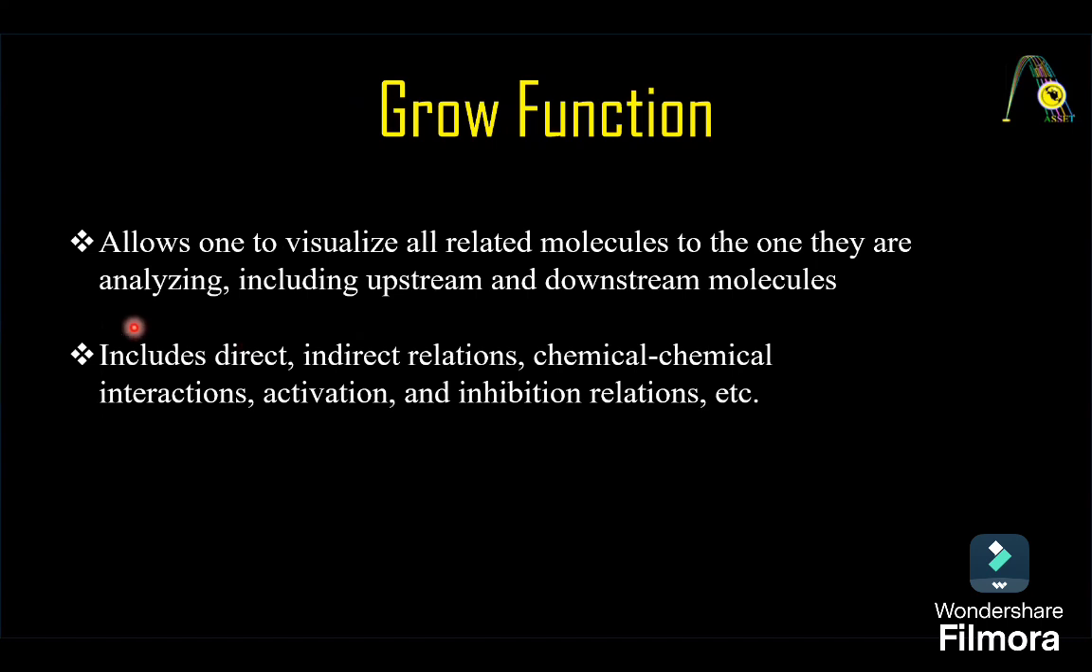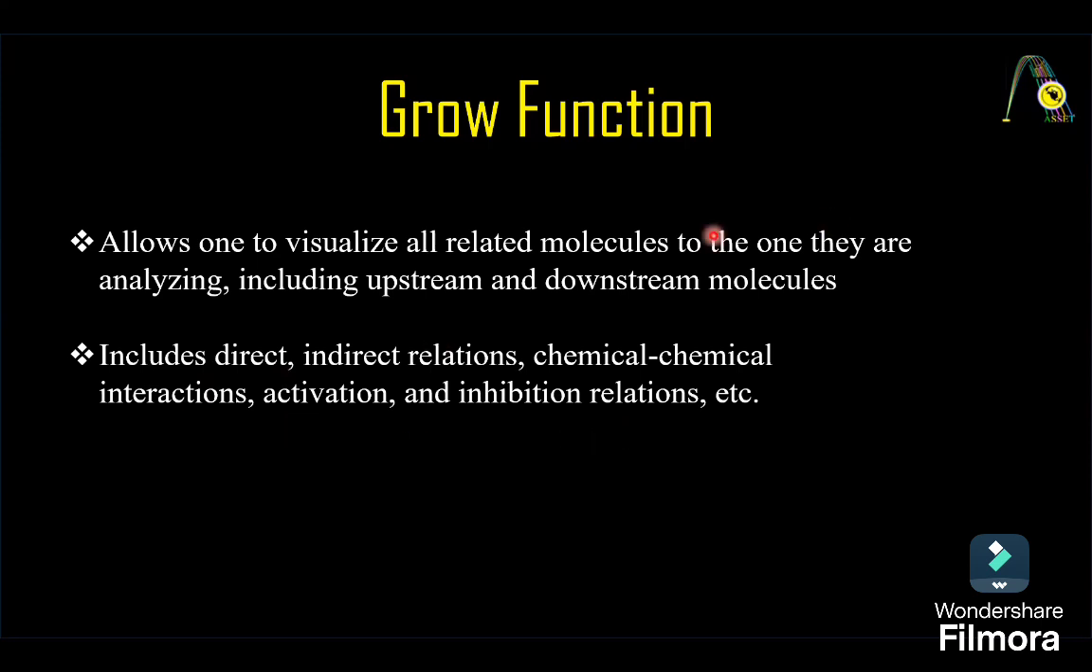We learned that the grow function allows us to visualize all of the related molecules to whichever node you're analyzing. For example, you're analyzing morphine or buprenorphine. It will show you all of the related molecules, whatever relationships there are with that specific molecule, be that morphine, buprenorphine, etc. It could be any sort of molecule, any sort of node. It shows you all the related molecules that are upstream and downstream of that node. And it shows you indirect, direct, chemical interactions, activation, inhibition relationships, etc.